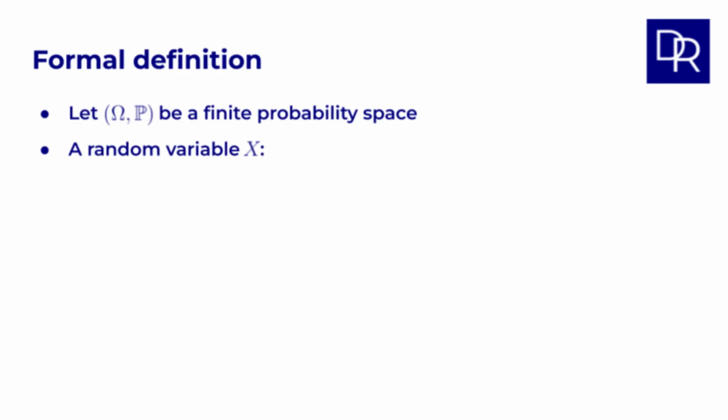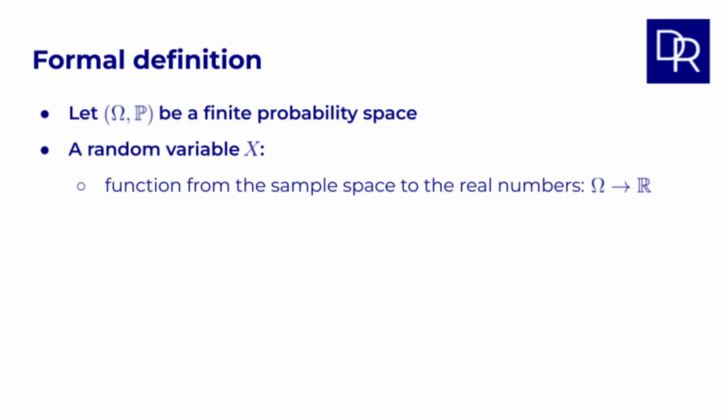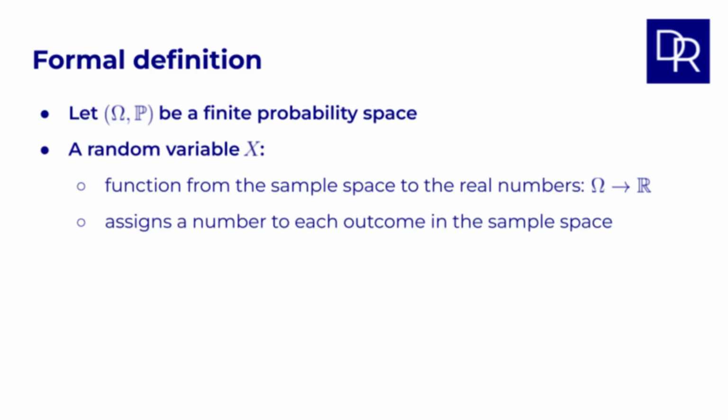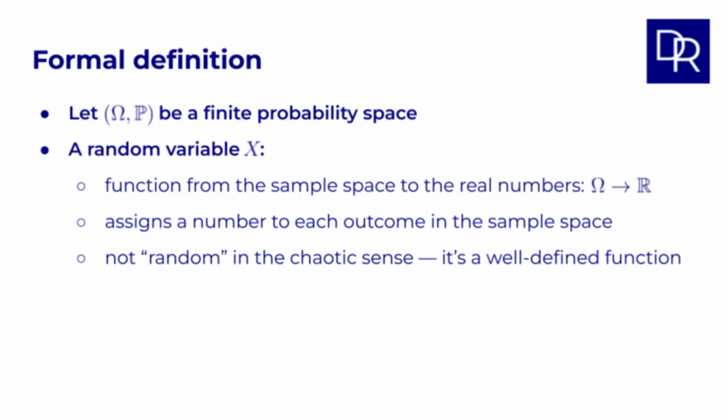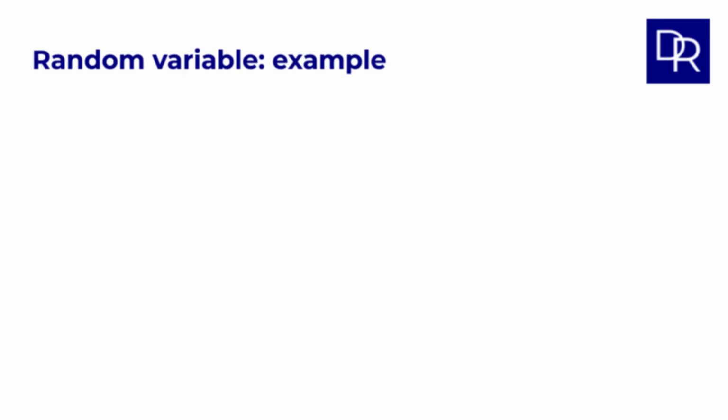Let's begin with the formal definition. Let (omega, P) be a finite probability space. Then a random variable X is a function from the sample space to the real numbers. In simple terms, a random variable assigns a number to each outcome in the sample space. Note that a random variable is not random in the chaotic sense. It's a well-defined function. Here's an example from finance.